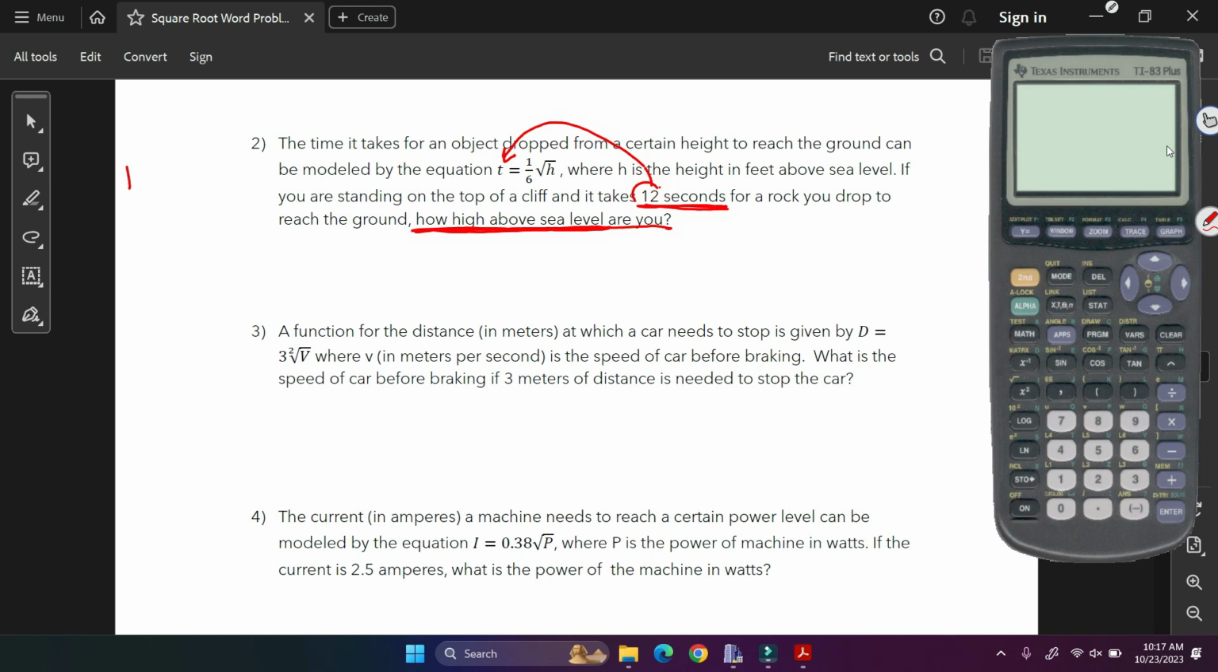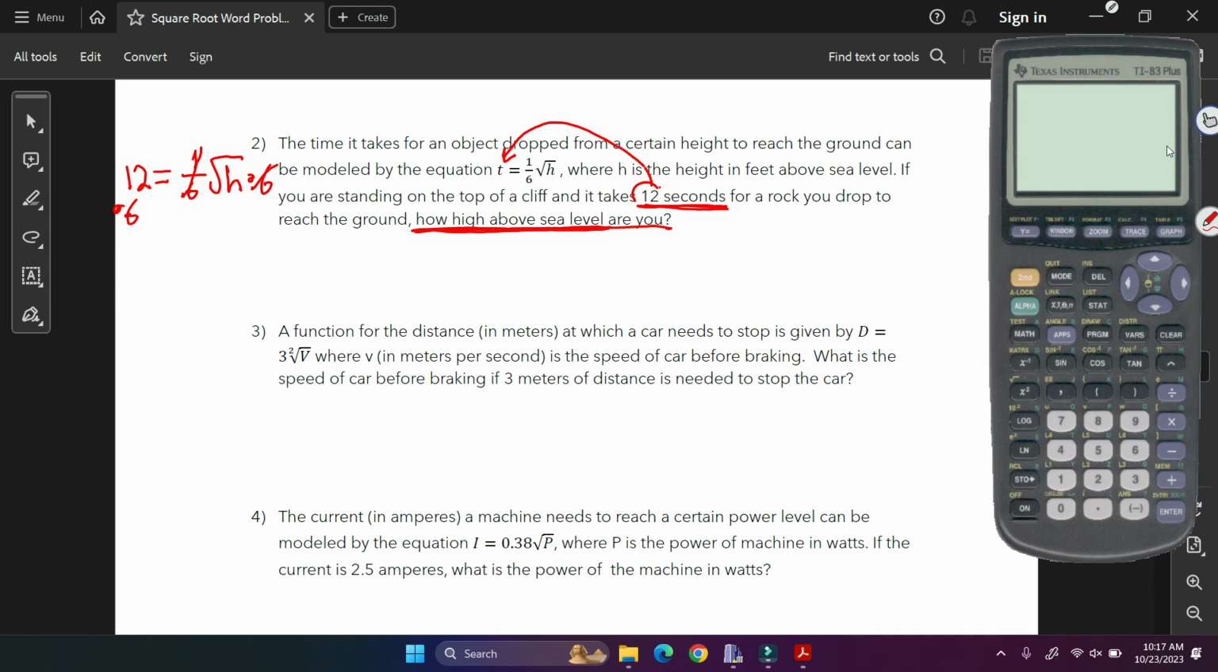Okay, so if I substitute this in, I get 12 is equal to 1/6 times the square root of h. Now I need to solve for h. The first step is I need to get rid of my 1/6, and I can do that two different ways. I could divide by 1/6 on each side, or I can just multiply by 6, and that will have the same effect. So I'm going to multiply each side by 6.